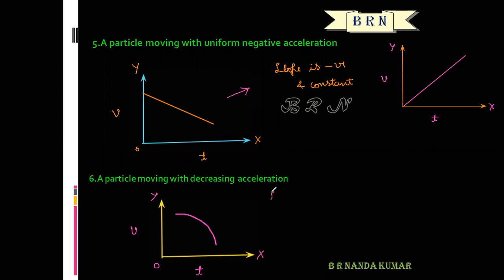So here slope is negative. Here also slope is negative. Here also slope is negative, but it is not constant. Here the slope is variable. Okay, so this is about the velocity time graph.